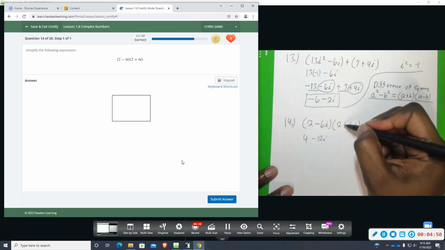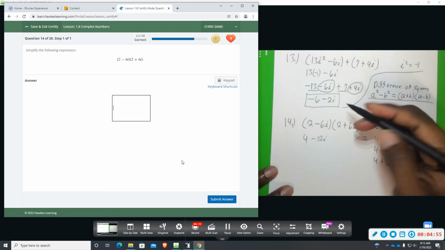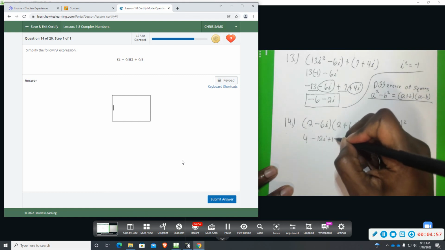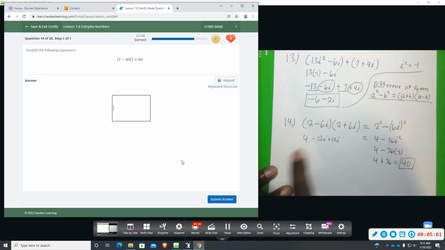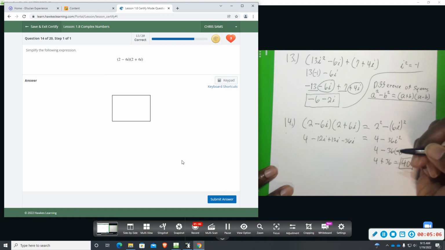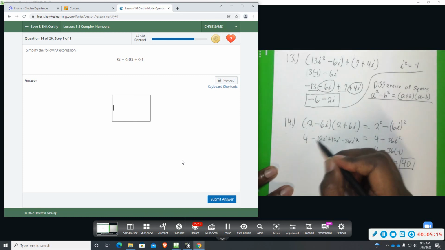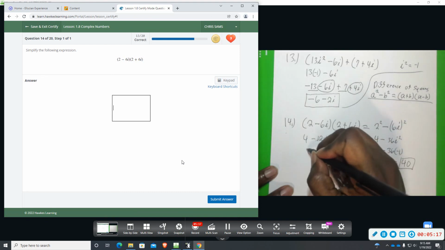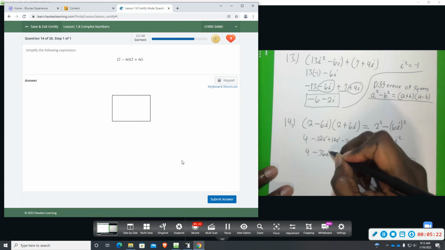So there's the first, the inner, the outer. 2 times a positive 6i will be a positive 12i, and then the last, 6 and 6, will give us 36. It'll be a negative 36i squared, because i and i gives us i squared. Alright, the two middle terms, negative 12i and positive 12i, will cancel, leaving us with 4 minus 36i squared.